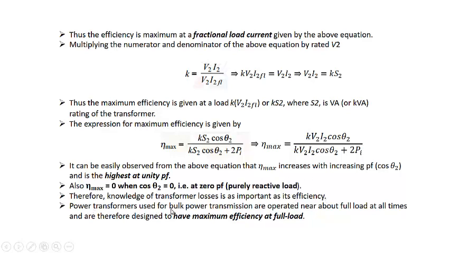Power transformers used in bulk power transmission are operated near about full load at all times. The power transformers, which are very huge in structure, are usually operated at full load. So they are designed to have the maximum efficiency at full load. This is very important, and I will tell you how this design is done. You just have to keep in mind that maximum efficiency for the power transformers is kept at full load.